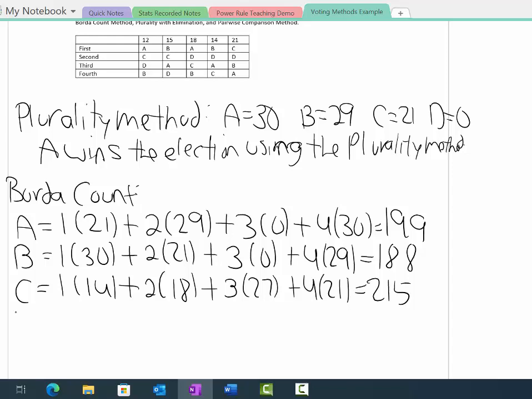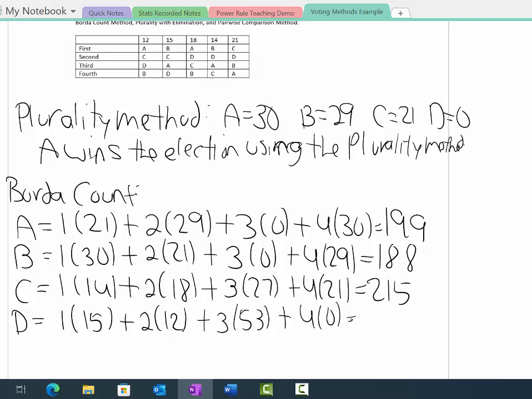All right, let's go to D then. So fourth place votes for D, that's 15, so 1 times 15. Plus third place votes, that's 12, so 2 times 12. Second place, 18 plus 14 plus 21. That equals 53, so 3 times 53. And D does not have any first place votes, so 4 times 0. So multiply and add, that's 198.